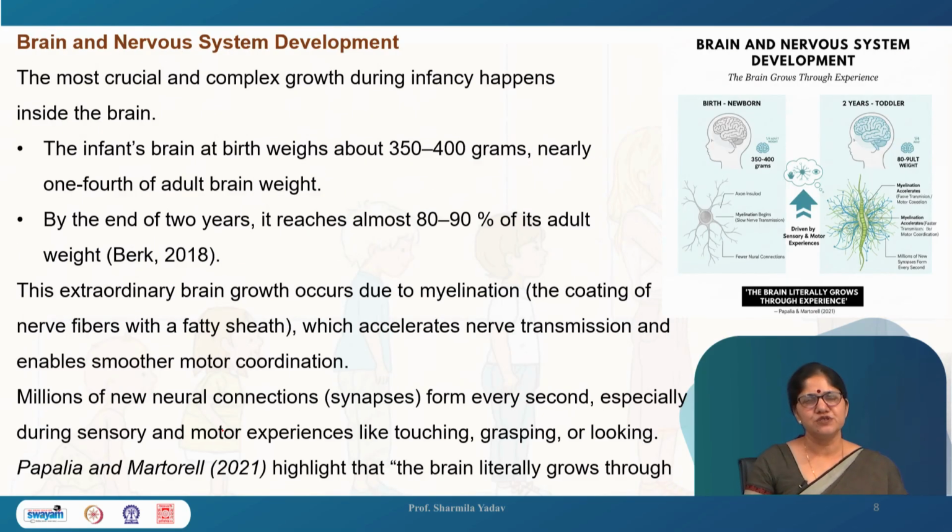Brain and nervous system development. The most crucial and complex growth during infancy happens inside the brain. The infant's brain at birth weighs about 350 to 400 grams, nearly 1/4 of adult brain weight. By the end of 2 years, it reaches almost 80 to 90% of its adult weight.